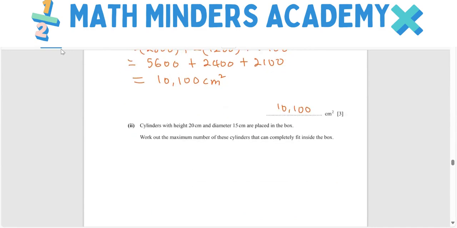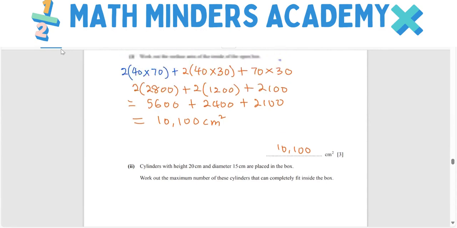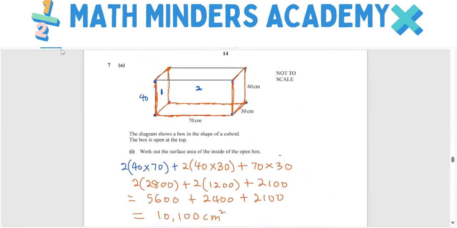I say cylinders with height 20 centimeter and diameter 15 centimeter are placed in the box. Work out the maximum number of these cylinders that can completely fit inside the box. Now, this is where students need to be careful. It's an arrangement. We don't need to do volume of cuboid minus volume of cylinder. It doesn't work here. Now, let's clean up all of this.